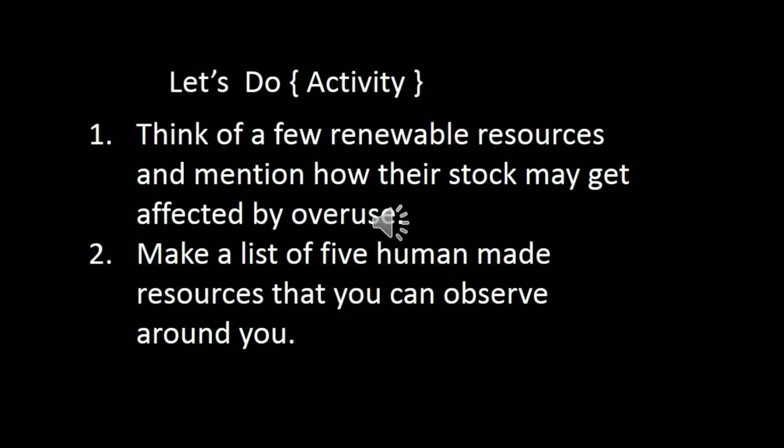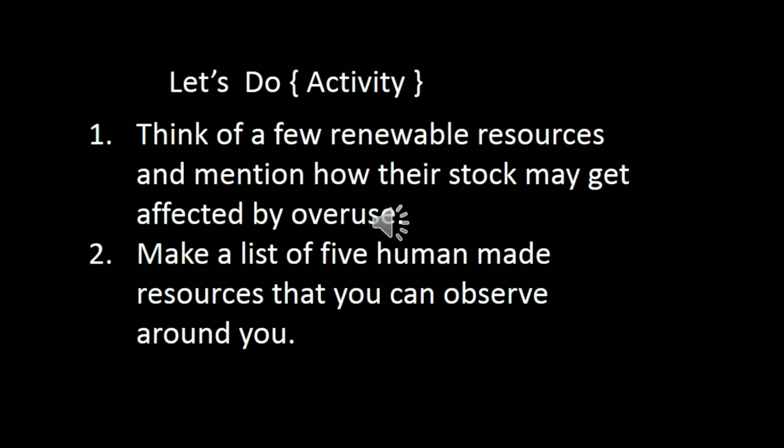Let's do this activity. Think about a few renewable resources and mention how their stock may be affected by overuse. Write down these points. Please do this, because when you do it, only then will your mind work more and you will think more, right? When you are only understanding, it's not a story; you have to implement what we are doing, then the study can be complete. I know it is very difficult without a teacher, but still we are with you always.